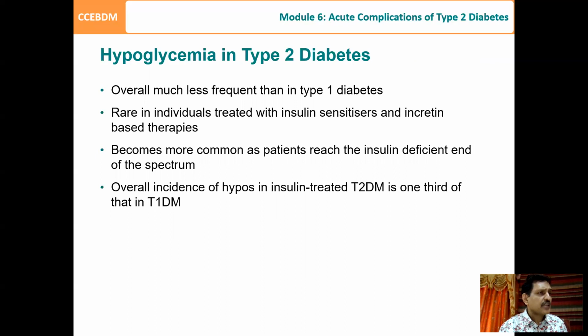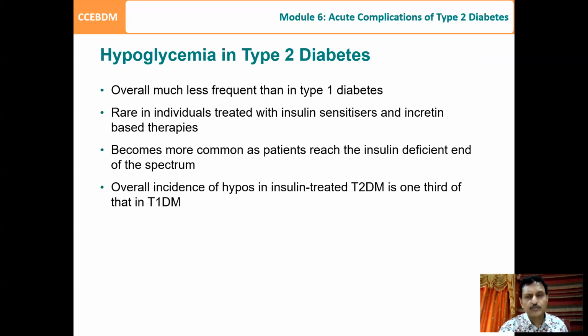So in type 2 diabetes, the possibility of development of hypoglycemia is much less frequent compared to type 1 diabetes. Among patients who receive non-hypoglycemic medications, the possibility of hypoglycemia is very rare. It becomes more common as patients reach the insulin deficient state of the spectrum, and when they start taking insulin therapy, the possibility of hypoglycemia goes up. Overall incidence of hypos in insulin-treated type 2 diabetic patients is 1/3 of type 1 diabetes.